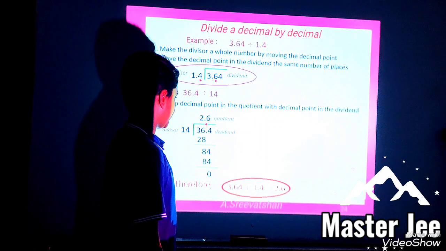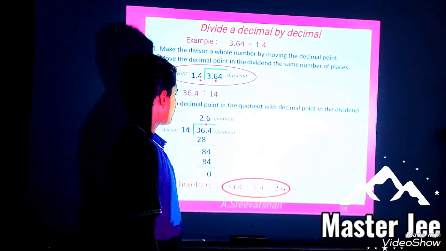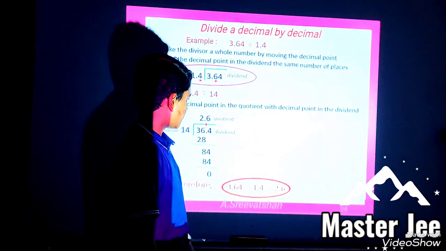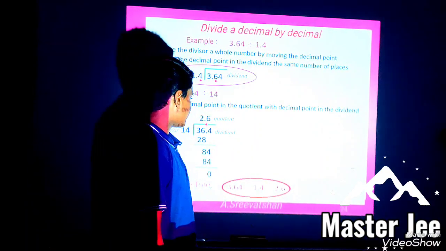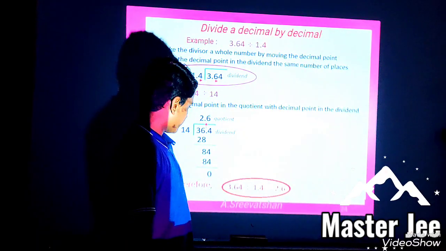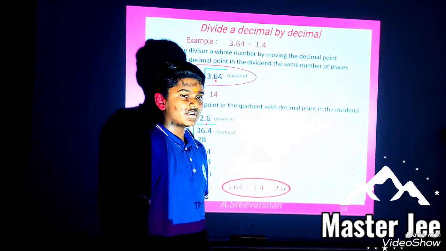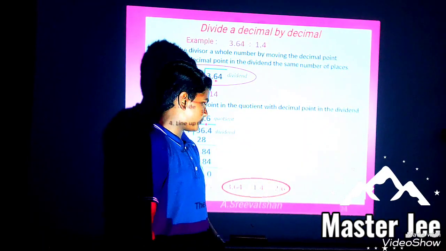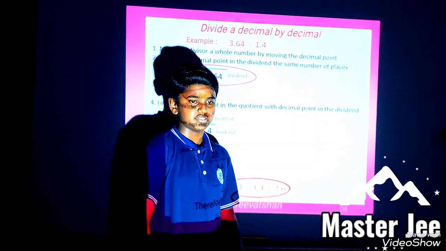36.4 divided by 14. Here 14 into 2 gives you 28. The remainder is 8. So take the decimal point to the quotient and bring down the number which is present after the decimal point. 14 into 6 gives you 84. Now the remainder is 0. Therefore, 3.64 divided by 1.4 gives you 2.6.